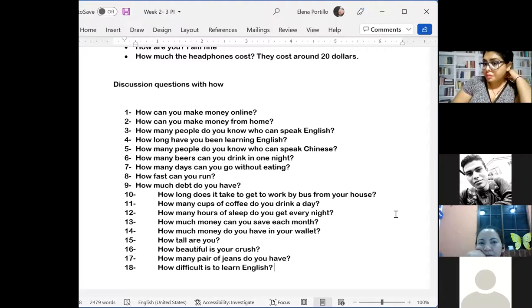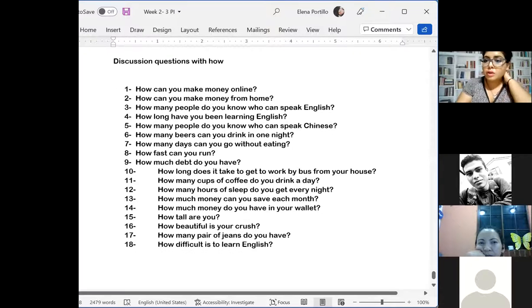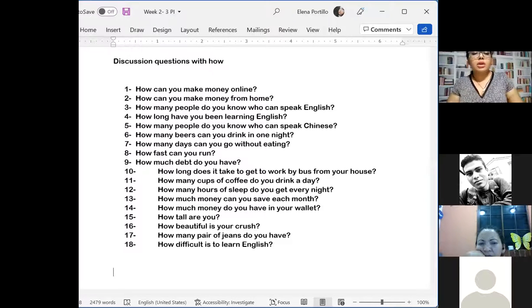So, now we are going to develop the topic number 2. In this case, we are going to end the topic of the how and the question and answers and the discussion questions. Now, we are going to talk about a structure or a tense. And we are going to talk about the present continuous. That is the topic that we are going to develop right now.